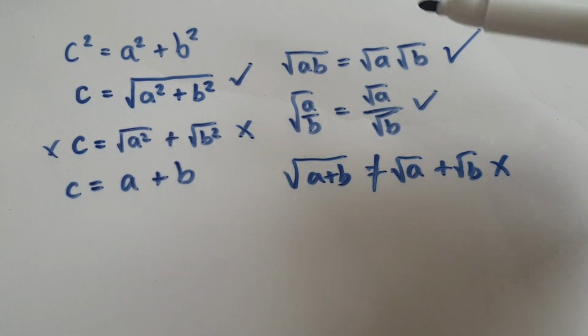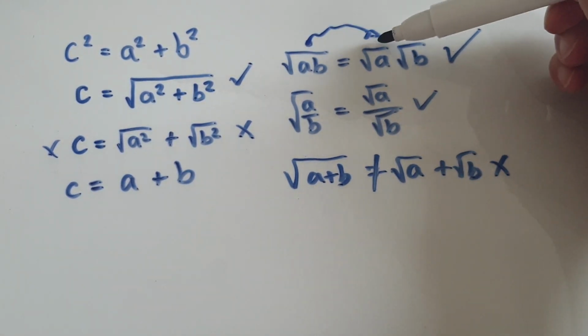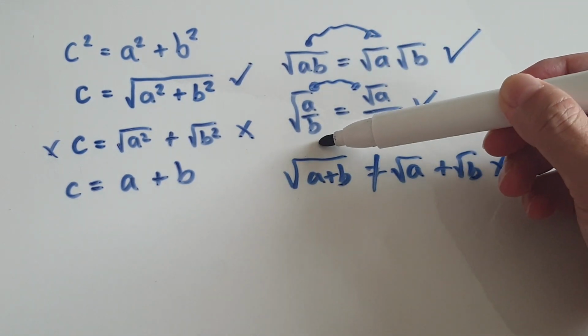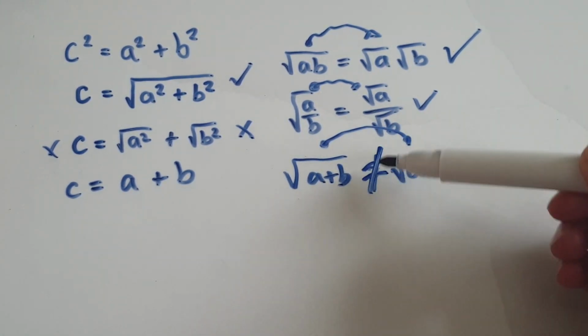And the reason is because we can use laws of indices to get from here to here. We can use laws of indices to get from here to here. There's no way you can use laws of indices to get from here to here. That's why you can't do this.